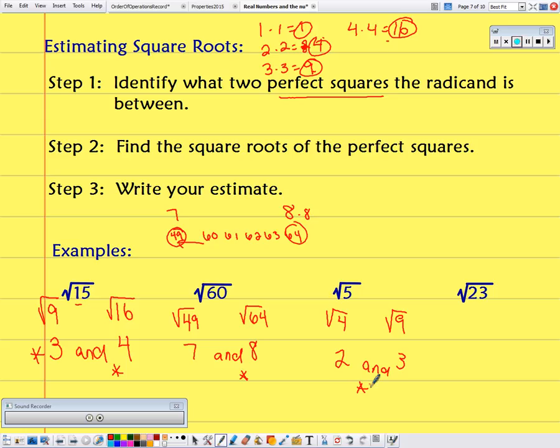Then we have the square root of 23. The square root of 25 is our high one, and the square root of 16 is our low one, which is going to be 4 and 5. Which one is it closer to? Closer to 5.